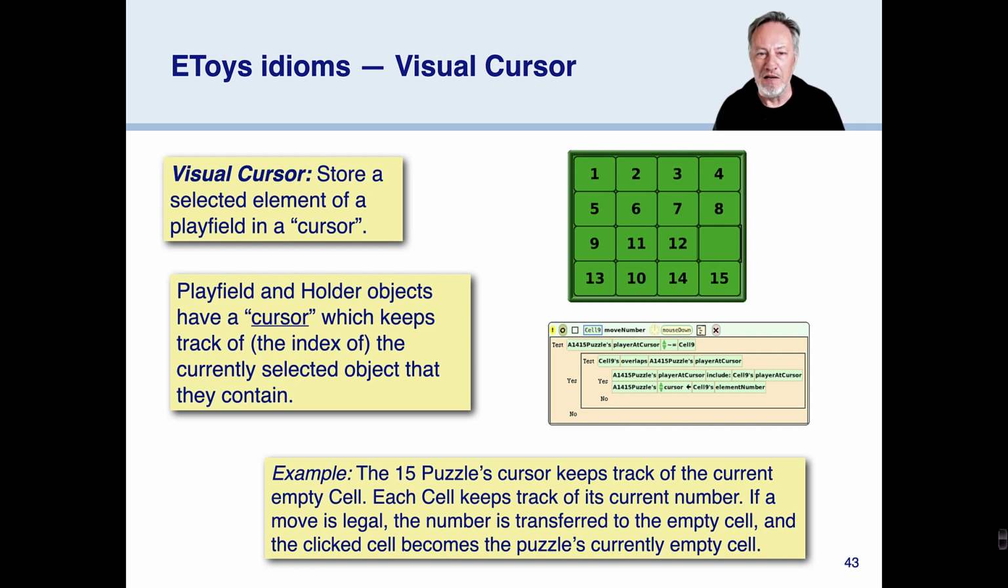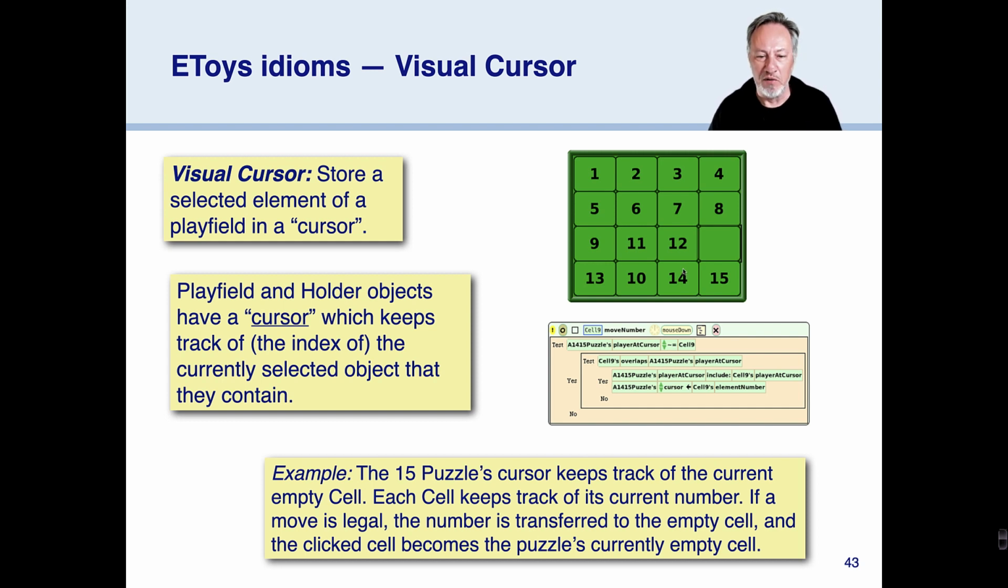Another idiom used in eToys is known as visual cursor, and here the trick is to store the selected element of a playing field in a particular cursor object that keeps track of certain information. Here we see the 15 puzzle. So the 15 puzzle, as you know, you have to keep moving these squares around until all of the numbers are in the proper order. So actually we want to get 13 up here, we want to get 10 up here and 11 and 12. So that should be pretty easy to do.